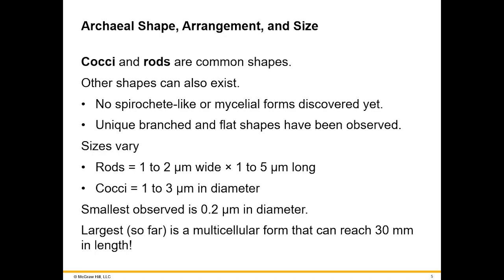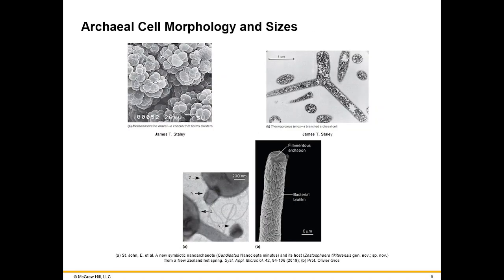The sizes of the rods of these archaea are 1 to 2 micrometers wide and 1 to 5 micrometers long, and the cocci, which are the circular ones, are 1 to 3 micrometers in diameter. Because of their forms and shapes, even under the microscope, some of us might mistake them for bacteria. The smallest observed archaeon is around 0.2 micrometer in diameter, whereas the largest so far observed is a multicellular form of an archaeon, around 30 millimeters in length, which is quite surprising because they are considered unicellular, but this one is multicellular.